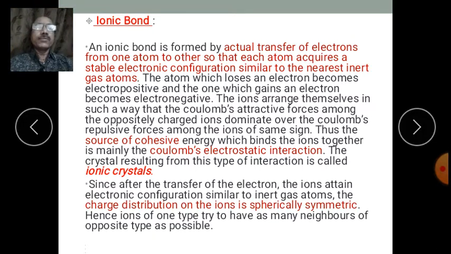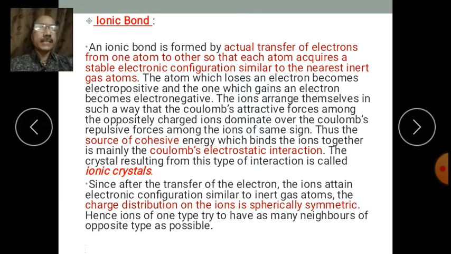An ionic bond is formed by actual transfer of electrons from one atom to another atom so that each atom acquires a stable electronic configuration similar to the nearest inert gas atom. So when the ionic bond is formed between the two atoms, one atom transfers an electron to the other atom, so that each atom acquires a stable electronic configuration like inert gas atoms.